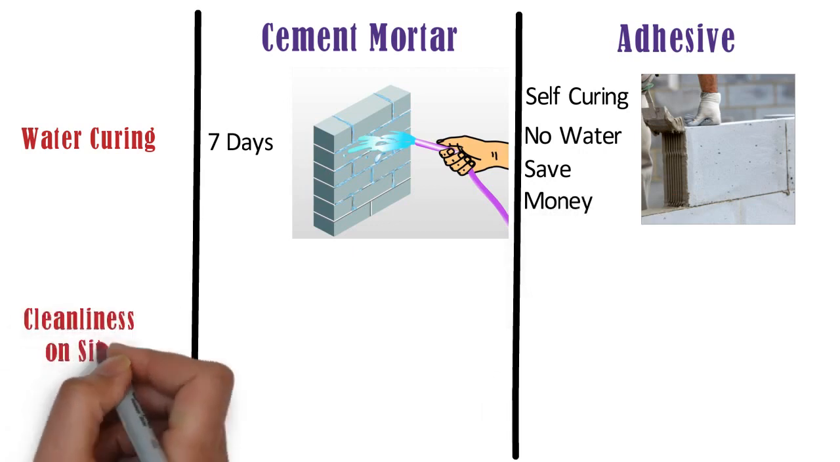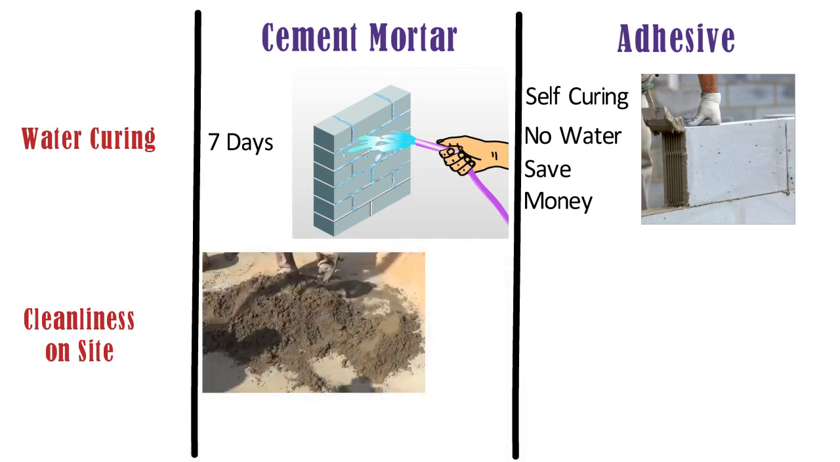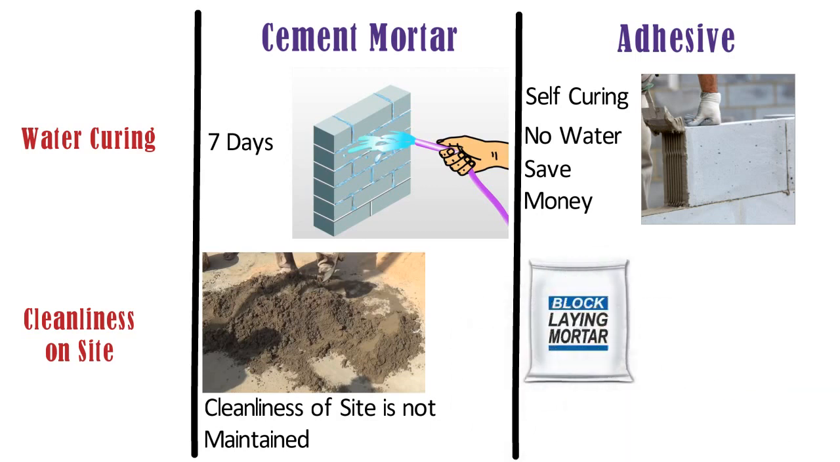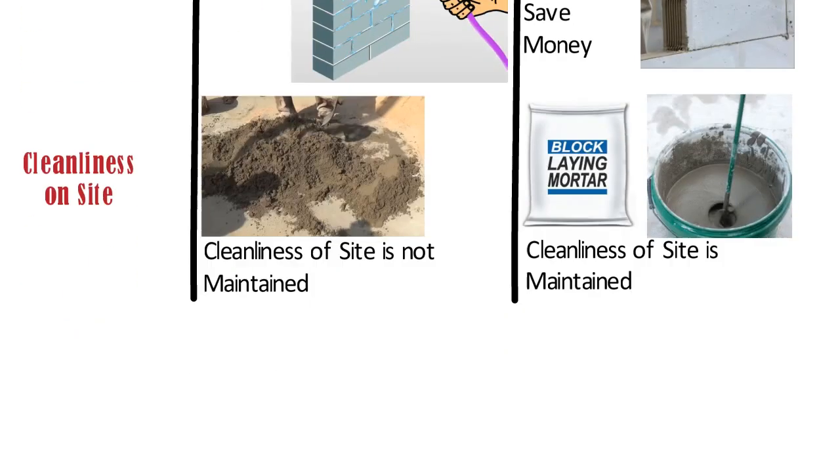Cleanliness on site. In case of conventional mortar, due to mixing of raw materials such as cement, sand, and water on site, and curing, the cleanliness of the site is not maintained. Whereas AAC block adhesive comes in premix form. Only water has to be added at site. Due to this and its self-curing nature, the cleanliness of the site is maintained.